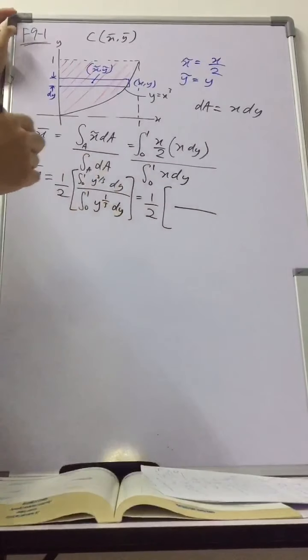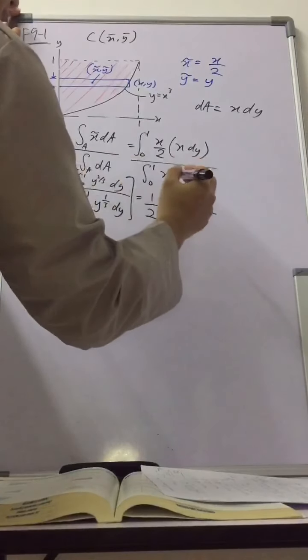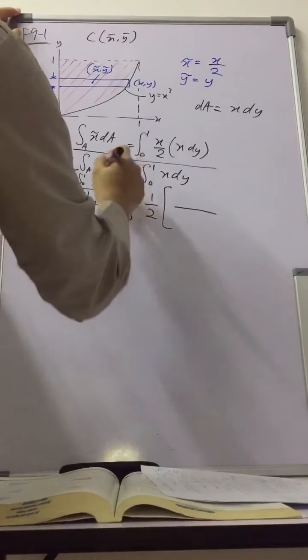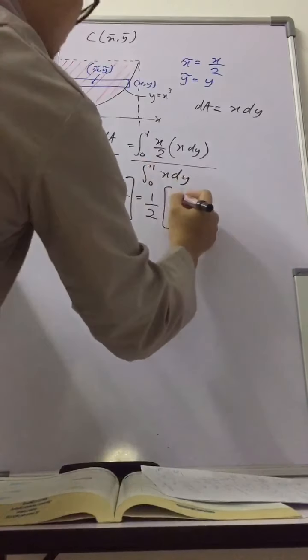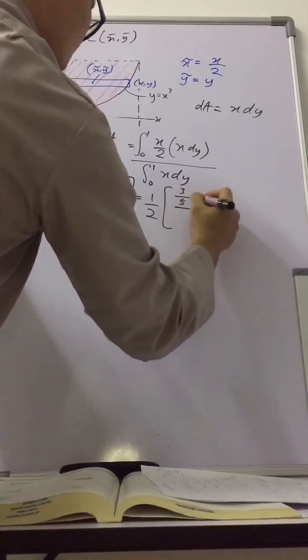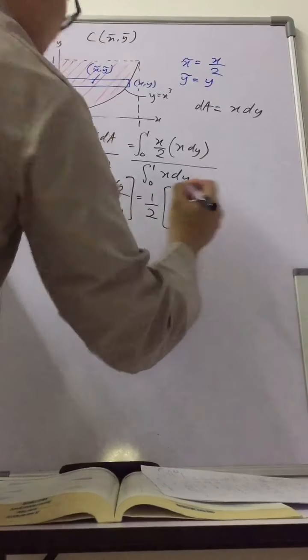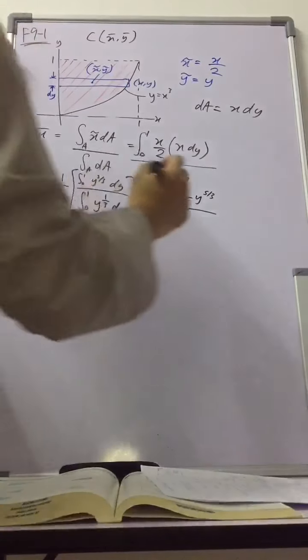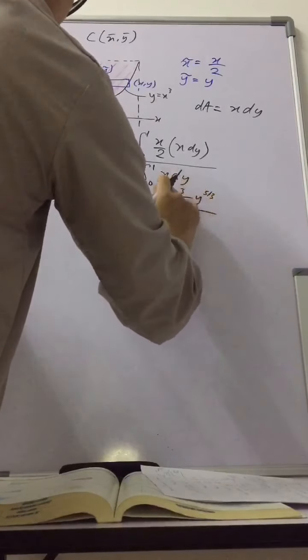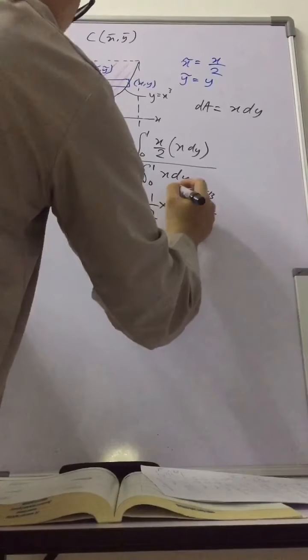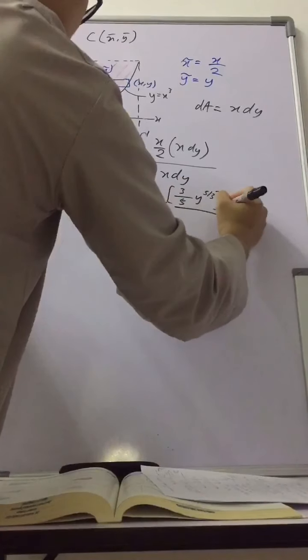Integration of y to the power of 2 over 3 will be y to the power of what? Plus 1. Plus 1 will be 5 over 3. So it is 5 over 3 y to the power of 5 over 3. Okay, this is confusing actually. Just do this. And it is from 0 to 1.